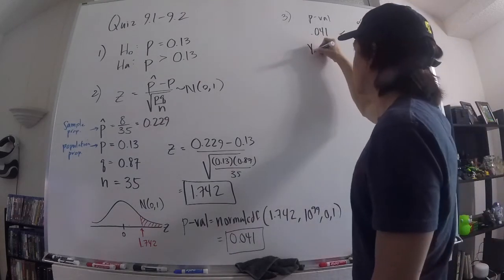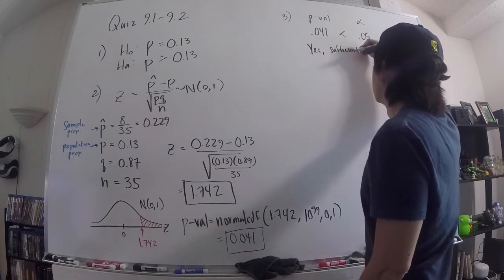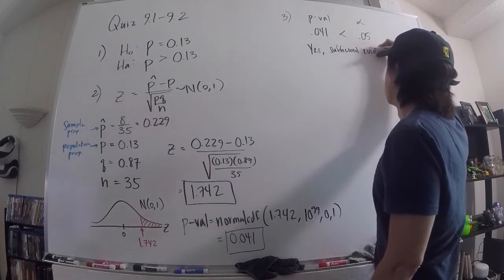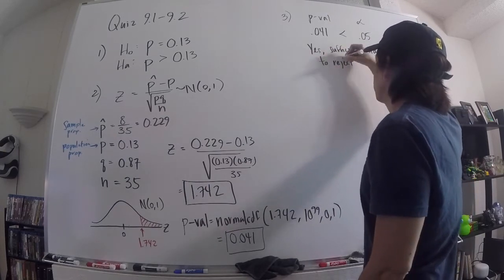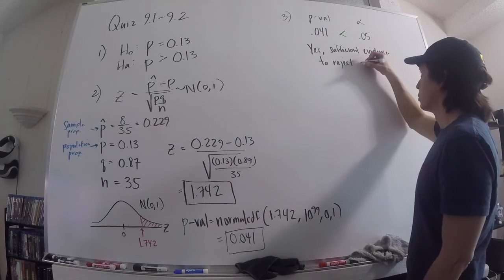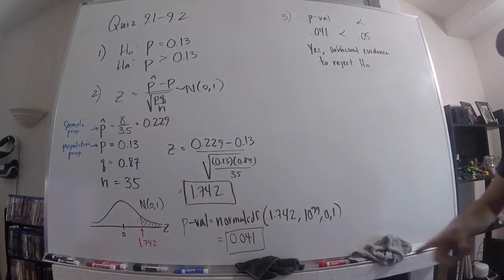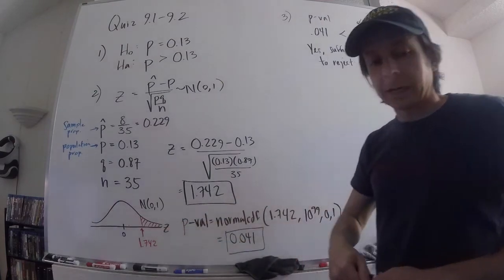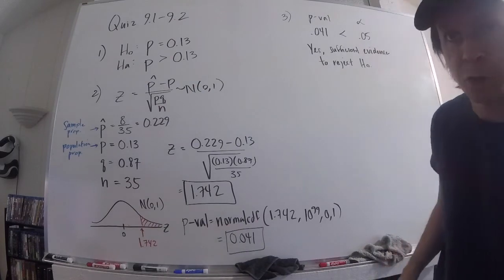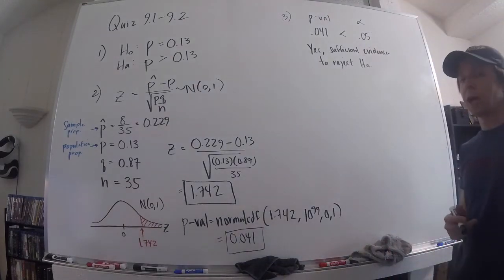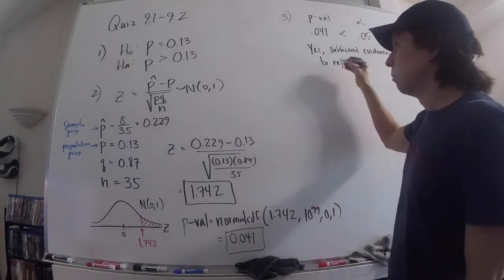So yes, sufficient evidence to reject the null. Sufficient being any p-value that's less than 5%. We do not believe them in this situation. So this is far enough out that we conclude that they are lying, they are false advertising, and that the percentage of their hard drive failures is higher than they claim. All right, that's it. We reject null.